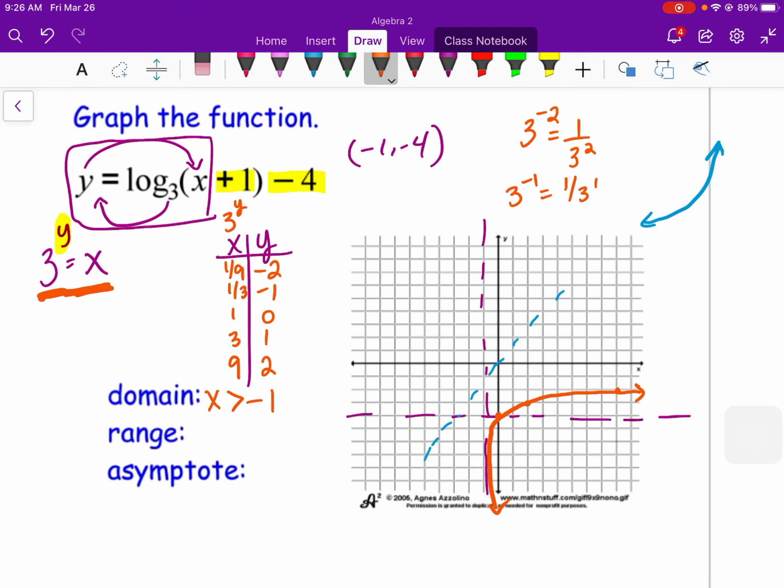And then your range is all real numbers because we're going to continue infinitely in the y direction this way, and then we're going to continue slowly to get infinitely bigger this way. So the range are all the y values, so all real numbers. And then the asymptote is that horizontal line or vertical line right here, x equals -1, based on my shift.